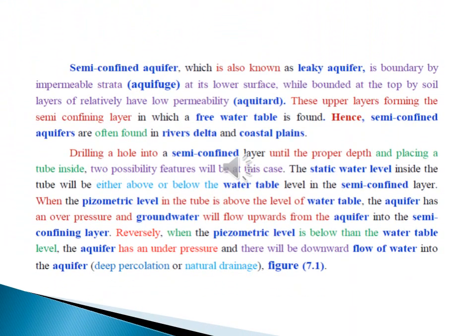Semi-confined aquifer, which is also known as leaky aquifer, is bounded by impermeable strata at its lower surface, while bounded at the top by soil layers of relatively low permeability, an aquitard.